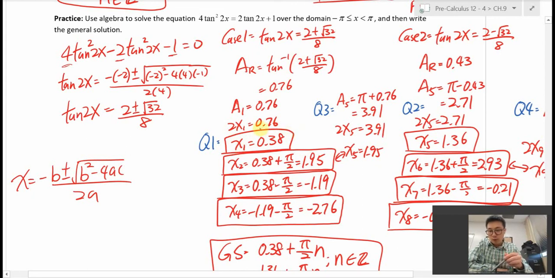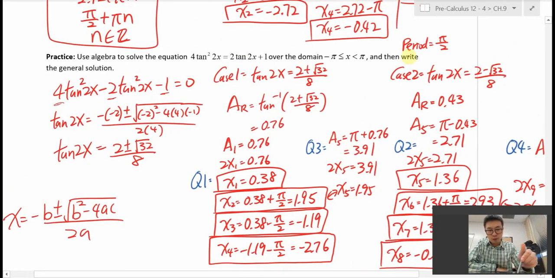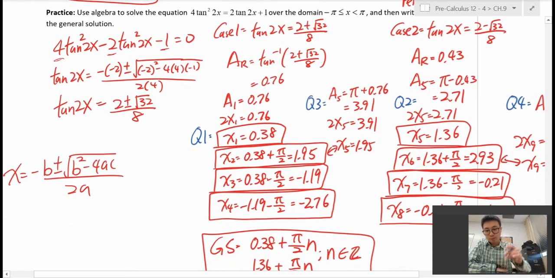Now from here, to find other answers, you simply take 0.38 and plus the period. And the period, because it's tangent 2x, is pi over b. The period is pi over 2. I wrote it down over here. So plus pi over 2, 1.95. Again, if you add another pi over 2, it's going to be more than pi. So I start subtracting pi over 2 from 0.38, and I get this and that for these answers.